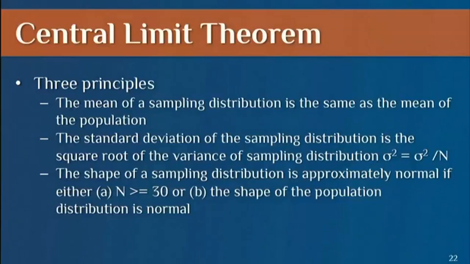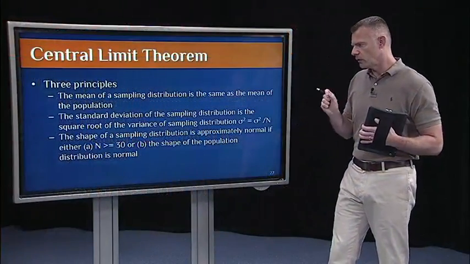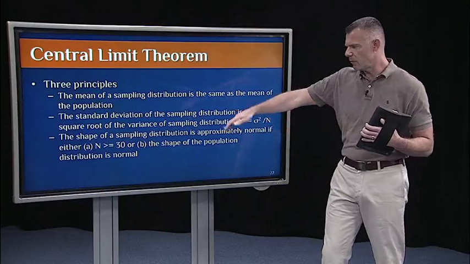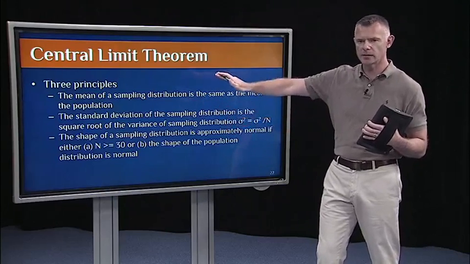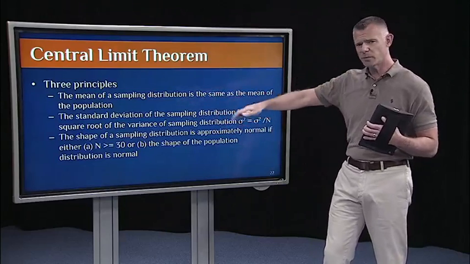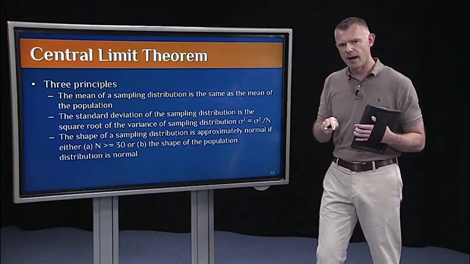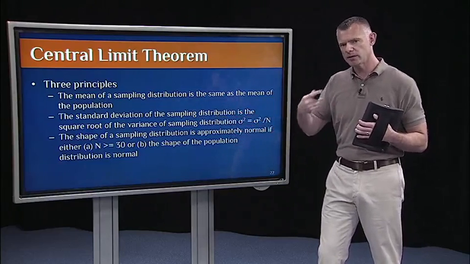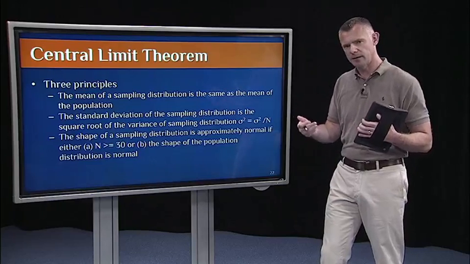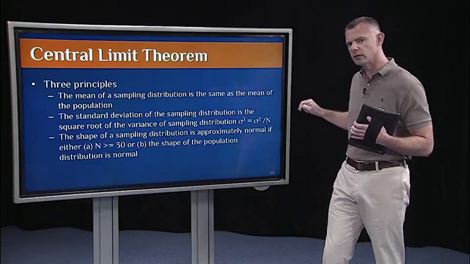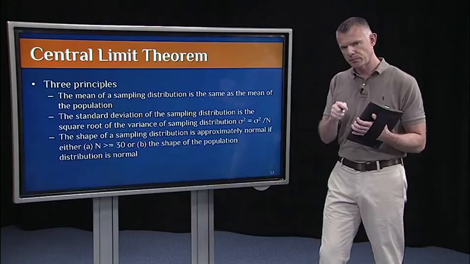And finally, this is a very important piece, the shape of a sampling distribution is approximately normal, either if we have sample sizes that are greater than or equal to about 30, or if the shape of the population distribution is normal. Note that if we have big enough samples, and some people might quibble with that n of 30, some people might make it a little higher, some people a little lower, depends on the statistician you're talking to. But the point here is that the population itself doesn't have to be normally distributed. As long as we get multiple samples of large enough size, say n greater than 30, then the sampling distribution will take on a normal distribution. It's a critical point.